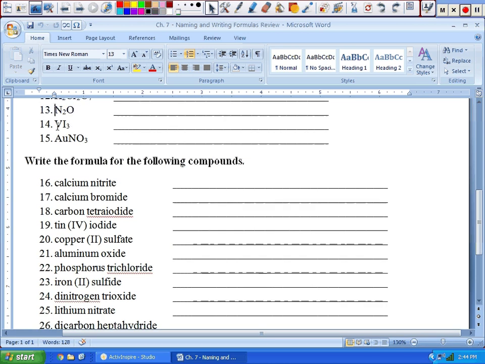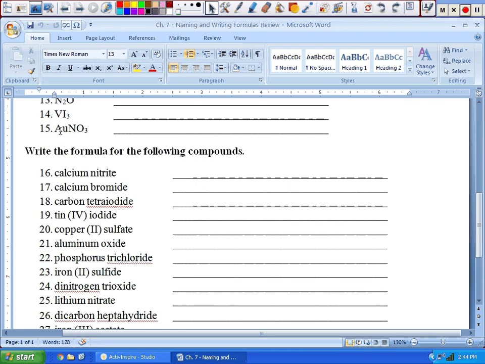All right, number 13 again, dinitrogen monoxide. Number 14 is vanadium 3 iodide. Vanadium 3. Did you get the Roman numeral in that one? Okay, make sure you did. And the last one should be gold 1 nitrate. Gold 1. Just out of curiosity, how many of you got all of those right? Vanadium 3 iodide. If you missed it, do you know why you missed it? That's the whole goal of this.